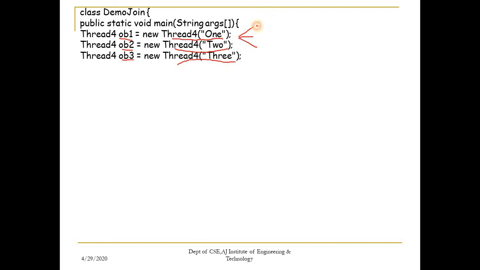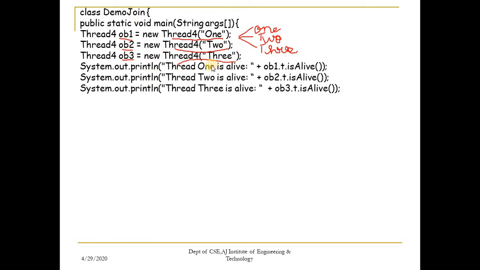We are creating 3 child threads with the names 1, 2 and 3. So 3 threads are created with the names 1, 2 and 3. And in the Thread4 class, these threads are created, child threads. Next, I will just check if these threads are alive.